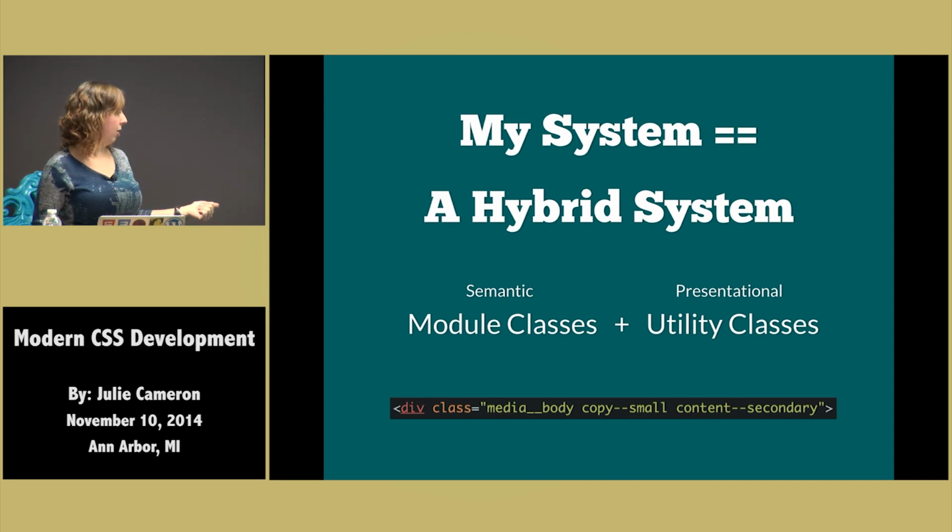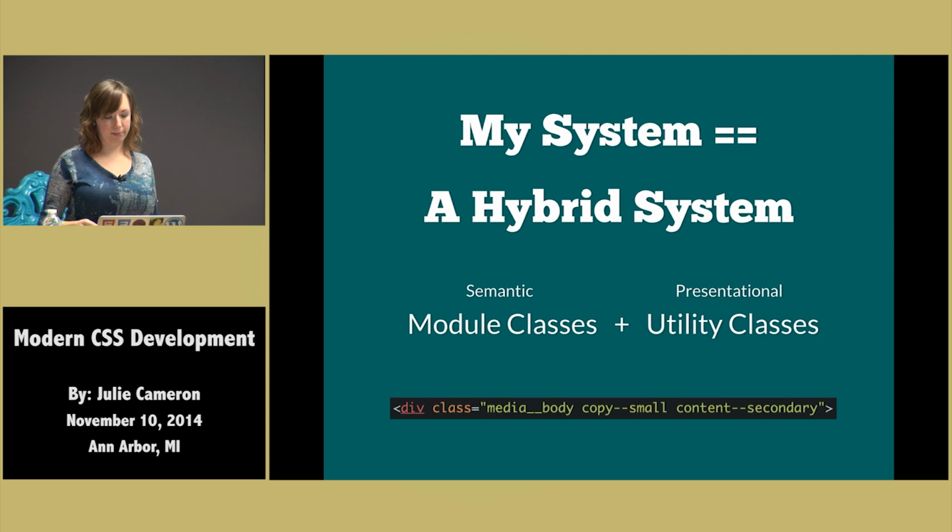So this example down here, I've got a media body object, which is a kind of a semantic name, and then copy small and content secondary. So it's always going to look like my media body, which has a defined set of styles, but in this case, I want the copy to be a little smaller, and I want the content color to be a little different.